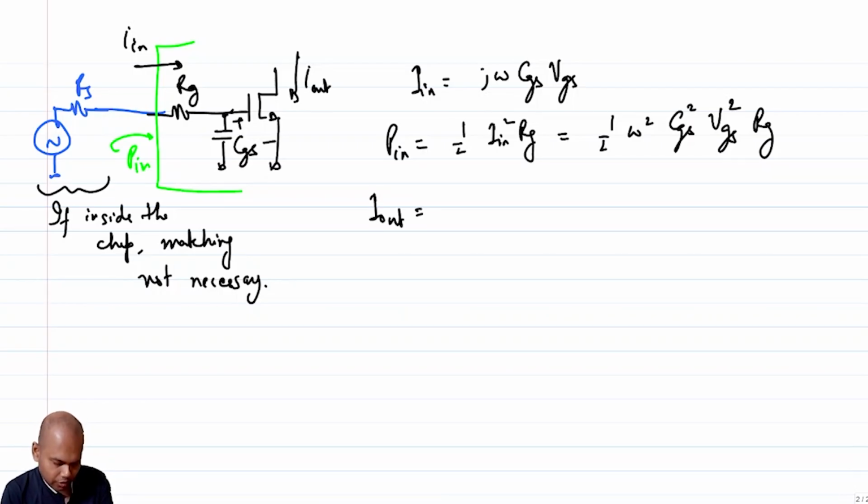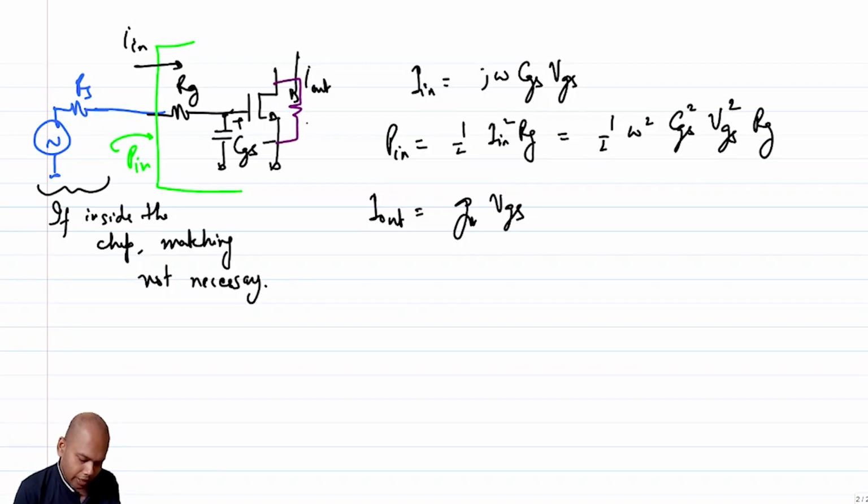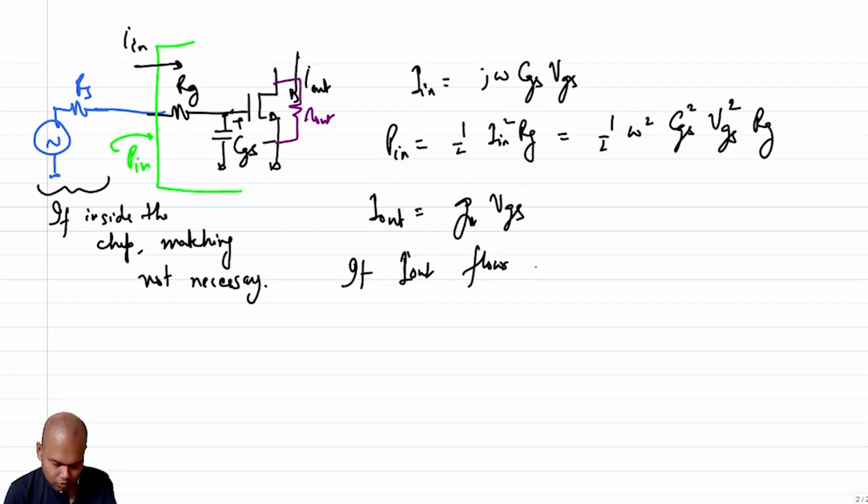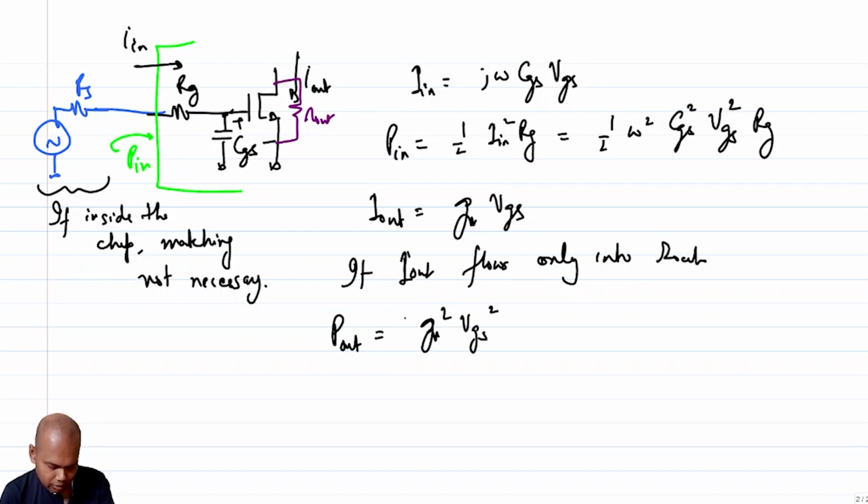I out, I know, is GM times VGS, correct? And where does the I out flow out? The I out effectively flows out to RL, correct? And we assume that RL is much lesser than R out. But let's forget about that assumption. Let's assume that this entire I out flows into the R out, right? So if I out flows only into R out, then your P out is basically GM squared VGS squared half times R out, correct?